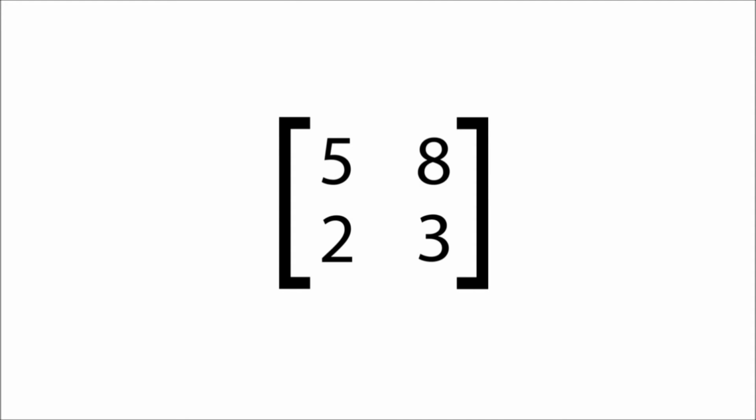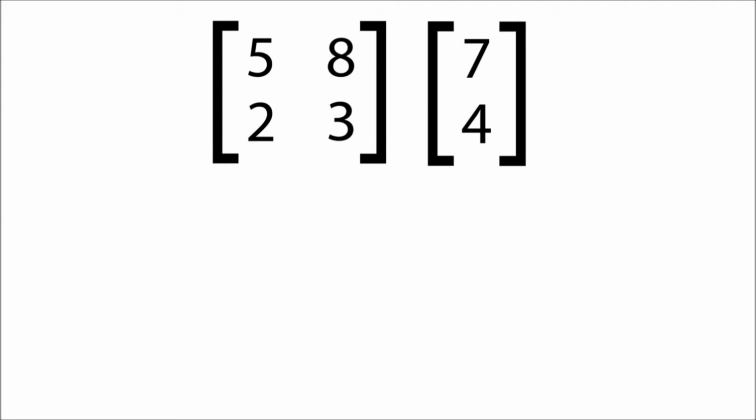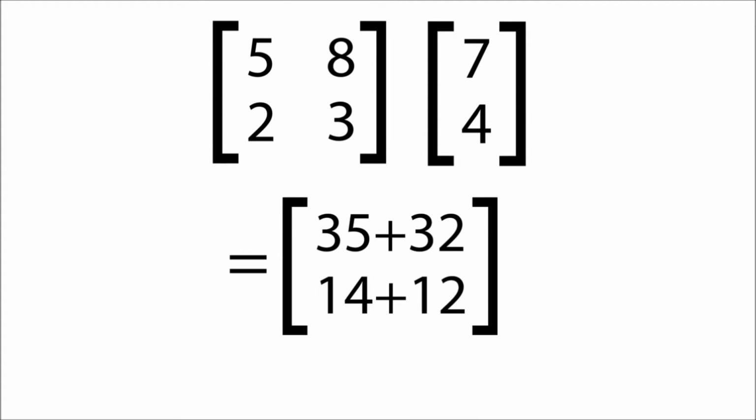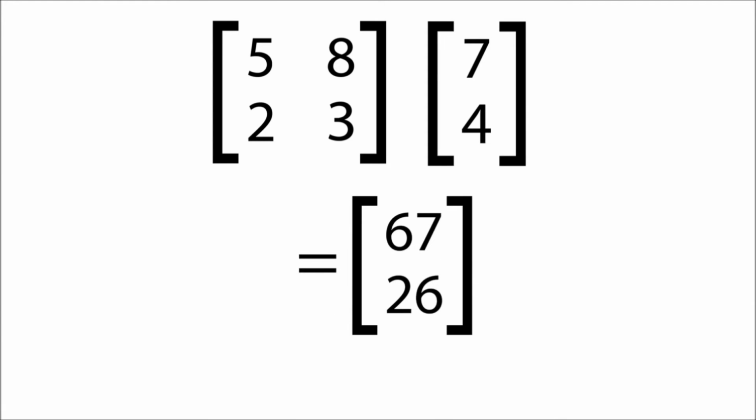Then, we get a key. For example, we'll be using this 2x2 matrix. Now, we take the key and multiply the numbers of the plain text in their groups separately. Taking 5 from the key, multiplying 7 from the plain text, which is 35, and adding it to 8 in the key and 4 in the plain text, which is 32, we will obtain 67. We do the same for the bottom and take 2 times 7, plus 3 times 4, which is 26.